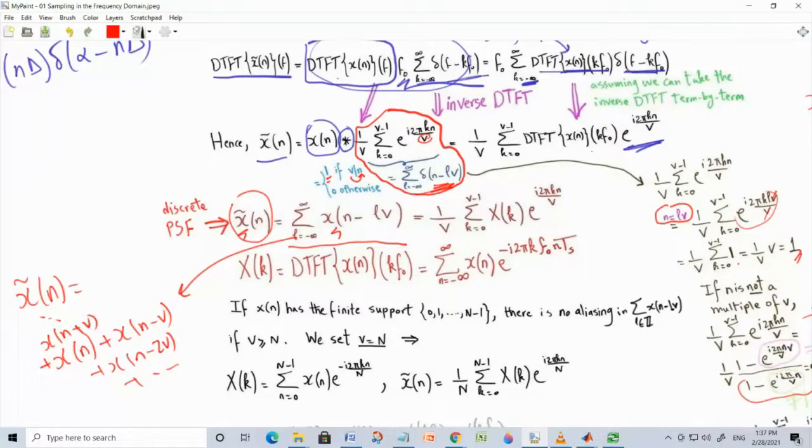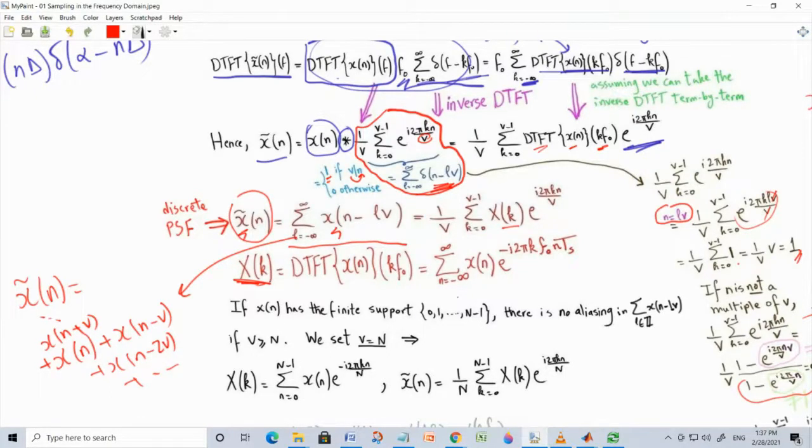And what is the other side? The other side is basically the DTFT of x of n evaluated at k f0, which here I will denote by big X of k. And again, this is just the Dirac delta, and it is evaluated. It is the DTFT of x of n evaluated at integer multiples of f0. And don't forget that f0 is the sampling interval in the frequency domain, and it is not arbitrary. Fs over f0 is equal to v.